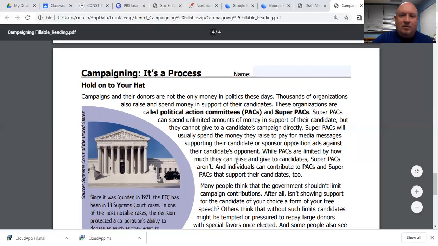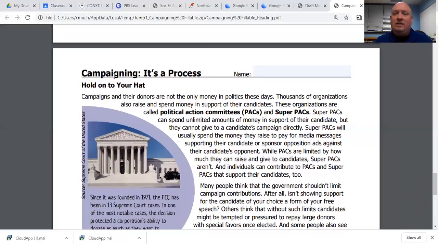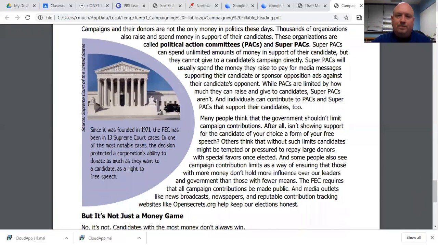While PACs are limited by how much they can raise and give to candidates, super PACs aren't. And individuals can contribute to PACs and super PACs that support their candidates too. These are, unless the advertisement ends with, "I am Mike Ireland and I approve this message," quite often the other ones, all done by super PACs, because you can just spend so much money.